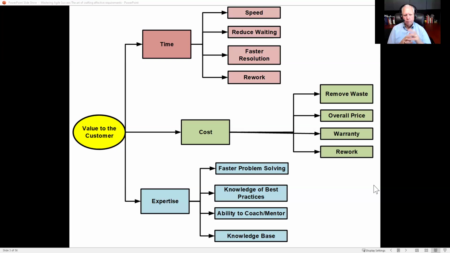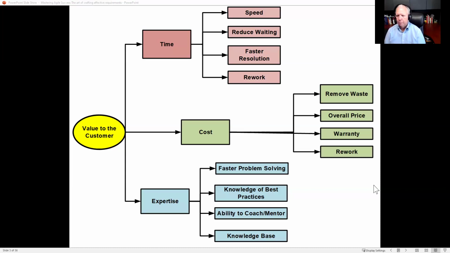A lot of times when we're looking at time, speed could be something that's very valuable to the customer. Many of you run these projects where you have a deadline, and man, you just can't miss that deadline. It could be regulation driven, or it could be a fine that comes out of it.